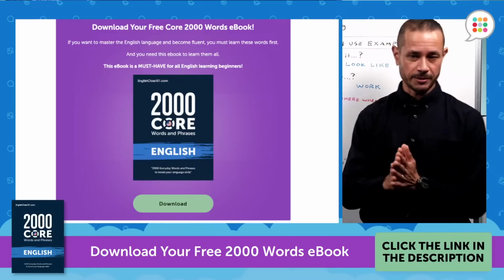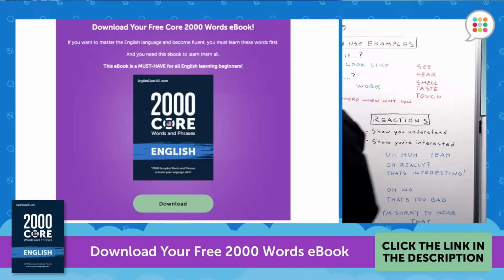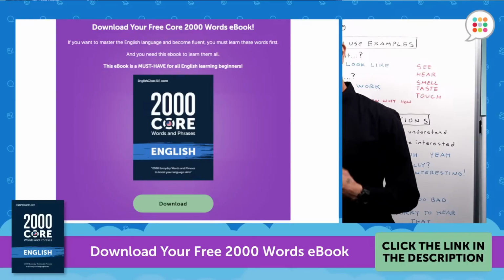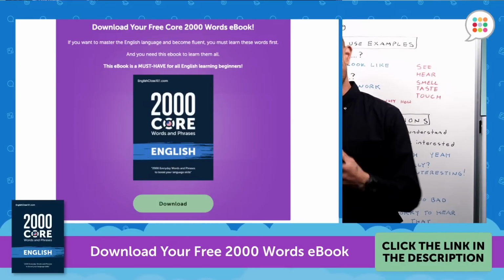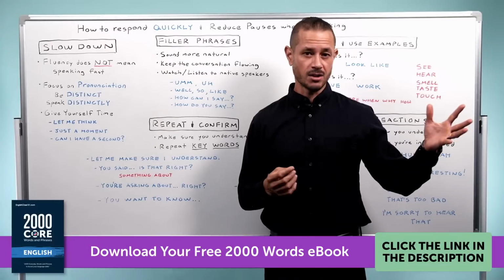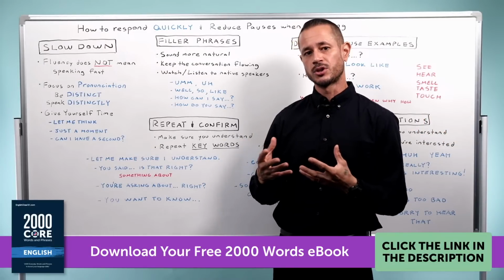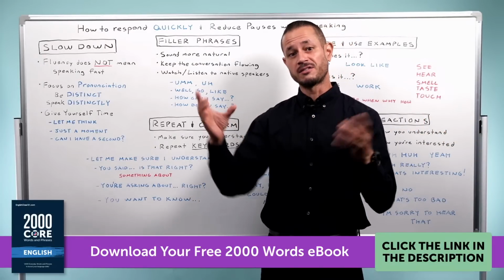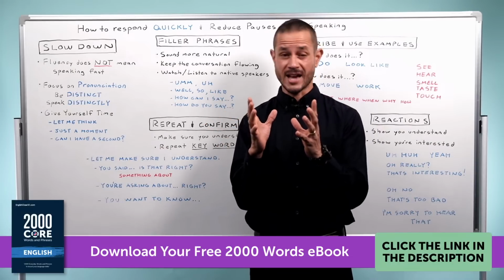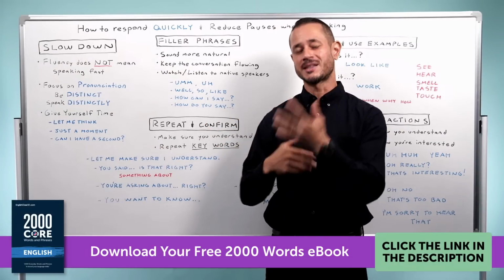So let's get started. Tip number one is slow down. So please remember that fluency does not mean speaking fast. One really common idea is that English native speakers talk really fast and they never take any breaks, and that's simply not true. Some people might talk fast, but fluent language has a lot of contractions and a lot of linking between words. So the pause time between words is actually very short, so it seems like they're talking fast.